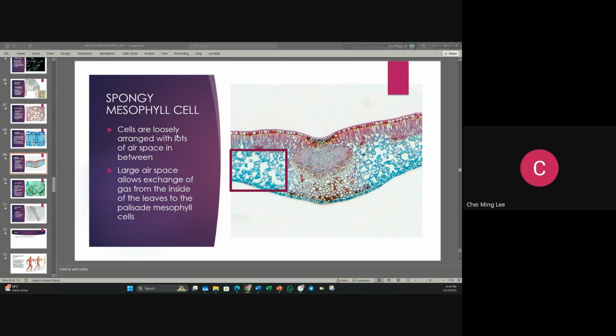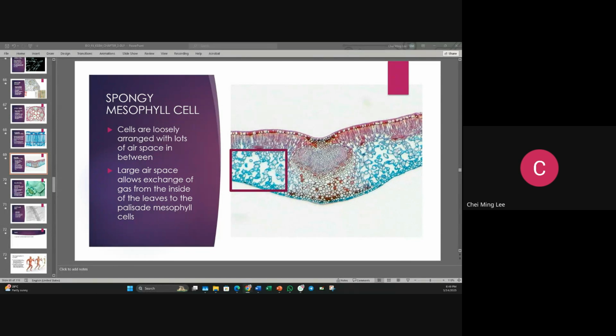Okay. Now here, the spongy mesophyll cell also contains chlorophyll, but a bit less. The density is lesser. No need so many, because it's on the inner layer already, so it doesn't really matter. So this side is more on the gaseous exchange.